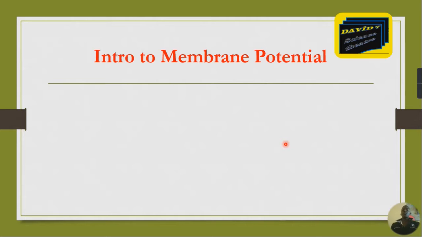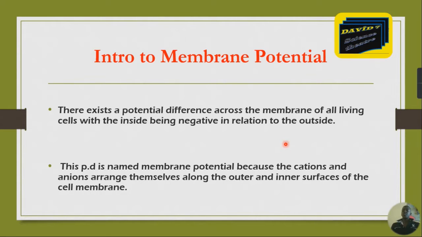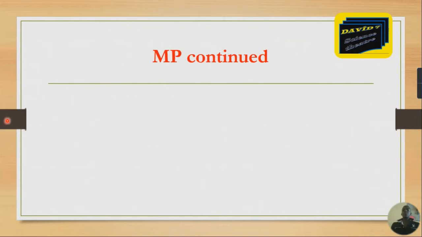So as we go through the introduction to membrane potential, there exists a potential difference across the membrane of all living cells, with the inside negative in relation to the outside. On the cell membrane, the inside is negative relative to the outside, which is positive. This potential difference is named membrane potential because the cations and anions arrange themselves along the outer and inner surfaces of the membrane. You see there's an arrangement of cations and anions along the surfaces of the cell membrane.